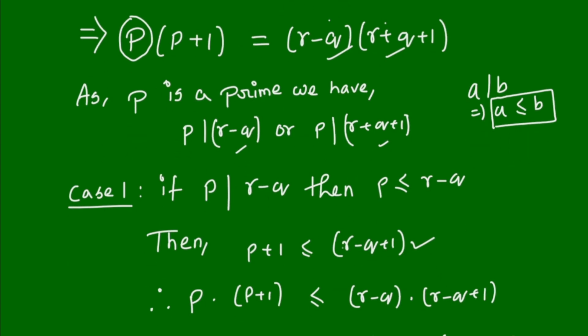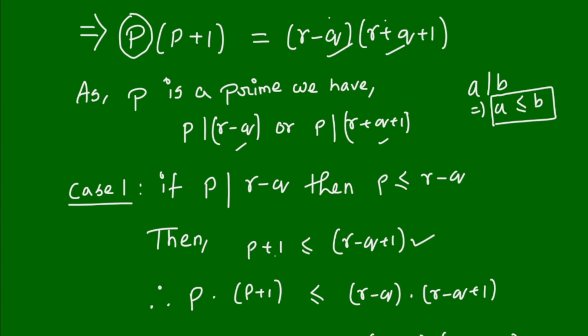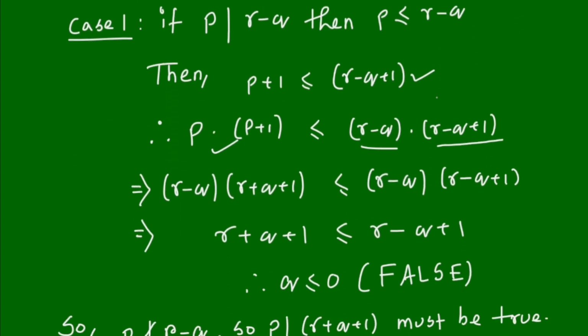Now since p ≤ r - q and p + 1 ≤ r - q + 1, you can multiply both of them, because everything is positive on either side of these two inequalities. If you multiply them you get this inequality where p(p+1) would be less than or equal to (r - q)(r - q + 1). You already know the value of p(p+1) from this equation, which means you can simply put it here and get (r - q)(r + q + 1) ≤ (r - q)(r - q + 1). That is this equation.